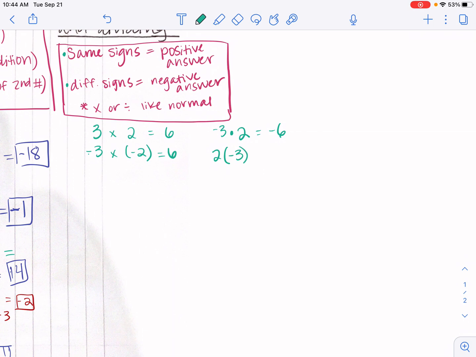Okay. Another way you might see multiplication, let's say you had 2 and then in parentheses you had -3. That's also multiplication. If you don't see an operation in the middle, like a plus sign or a minus sign or a division sign or anything like that, you're just going to assume it's multiplication. So 2 times -3 is also -6.